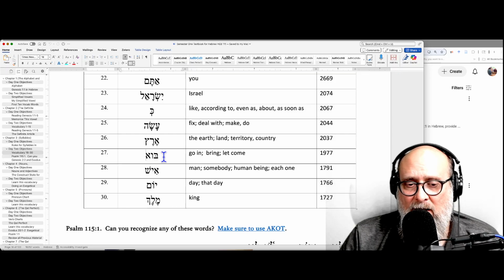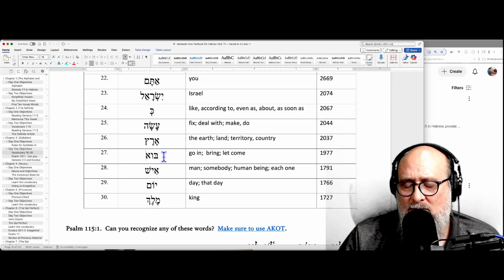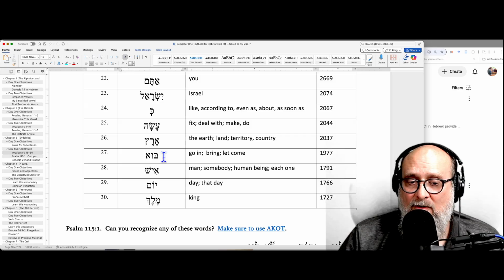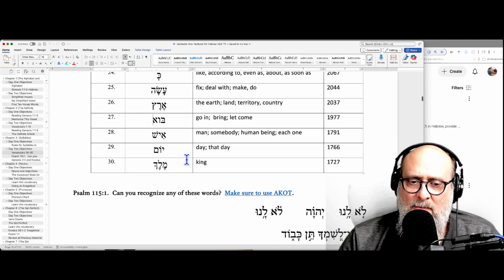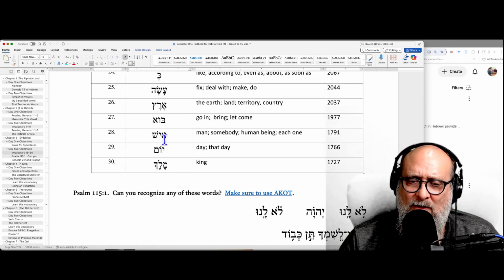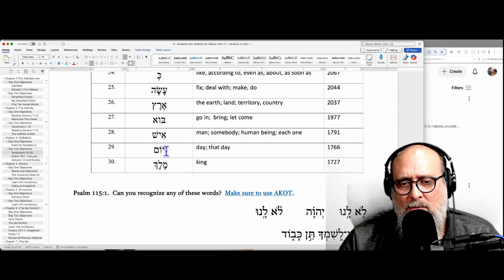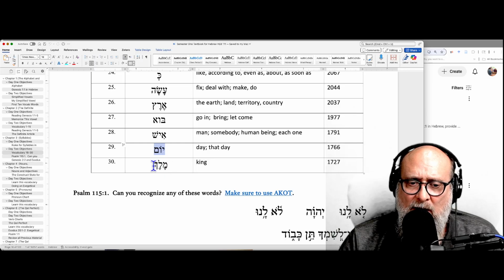If it has an unpointed vav in it, assume it's an O class. Otherwise, assume it's a qamets, he, and a patach. If that's not what it is, we'll correct it as we go. Ish is man. Some people think Ish may mean something like noble man. Yom, you probably already know, means day, and Melech means king. Abimelech, my father is the king, something like that.